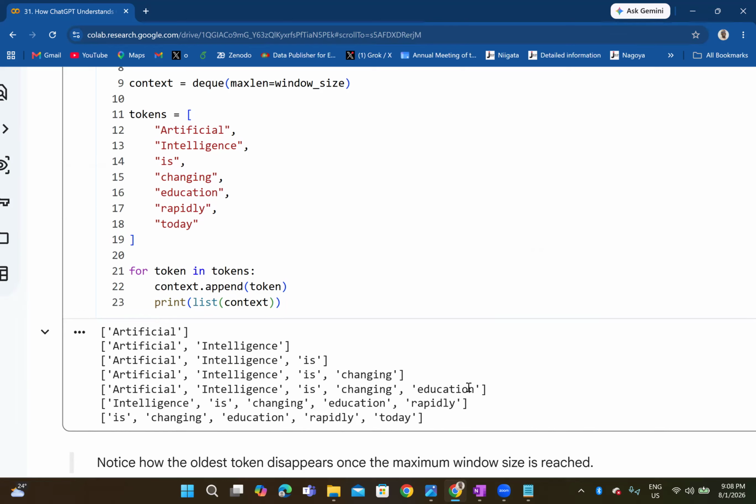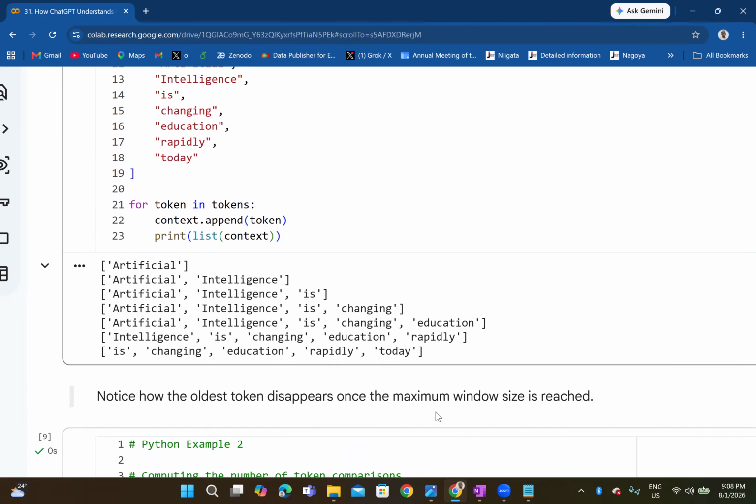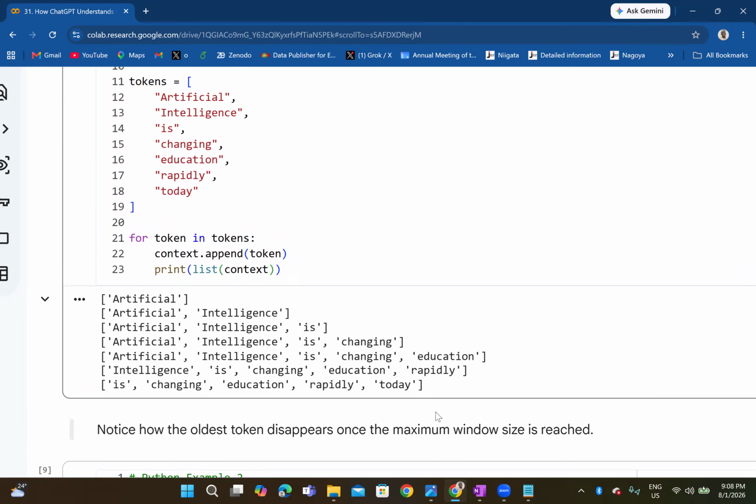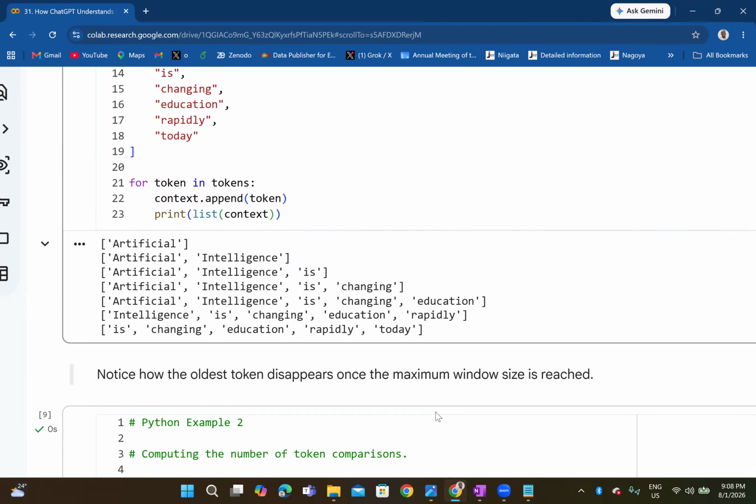Now see what happens. You still have everything from the beginning: artificial intelligence is changing education. After education, once you add rapidly, artificial is pushed out, so you have intelligence is changing education rapidly. By the time you add today, intelligence will be stricken off. So you have is changing education rapidly today, because the context window can only take five tokens. Notice how the oldest token disappears once the maximum window size is reached. Any additional word will push out earlier tokens.